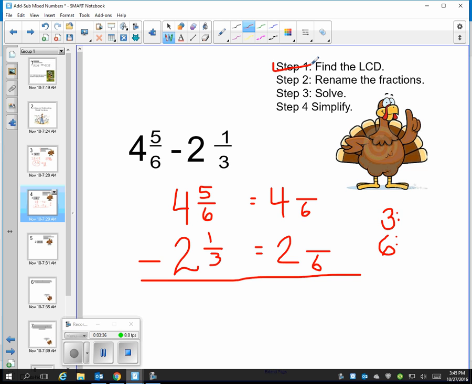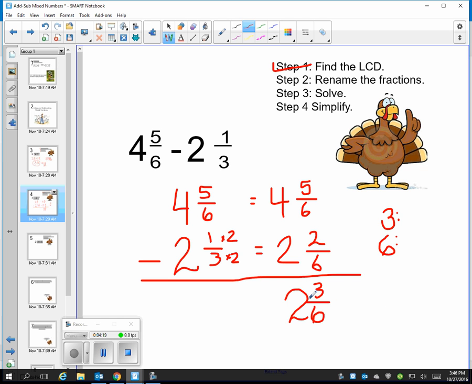So I've just done step 1. Step 2, rename the fractions. So I want to name 5/6 as a fraction that's equal to something with the denominator 6. Well, 5/6 is going to be equal to 5/6. I don't have to do anything to that. 3 times what is 6? 2. So if I multiply the bottom by 2, I have to multiply the top by 2. 1 times 2 is 2. Now I'm subtracting. Don't forget, we're not adding here. So I'm subtracting. 5/6 minus 2/6 is 3/6. And 4 wholes minus 2 wholes is 2 wholes.